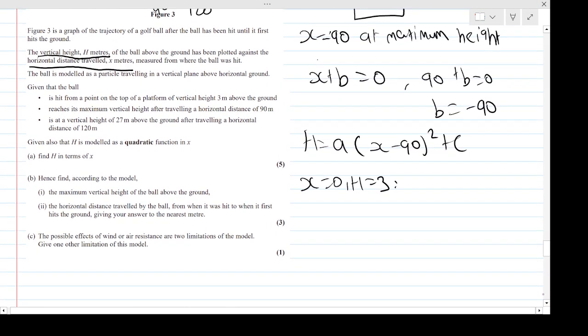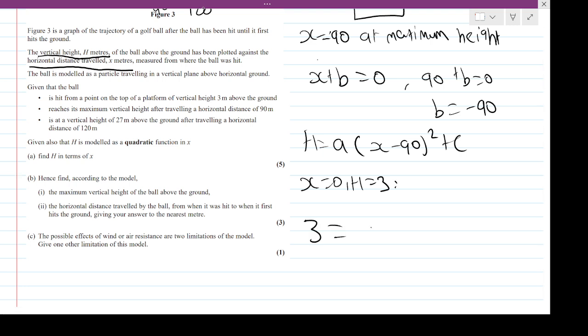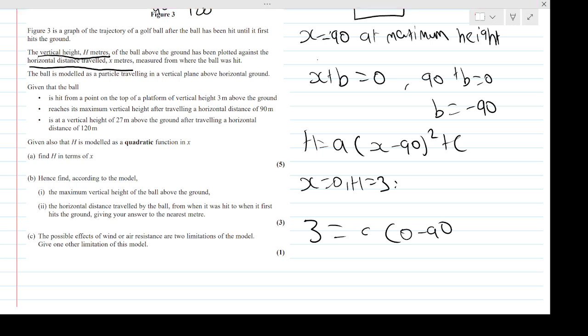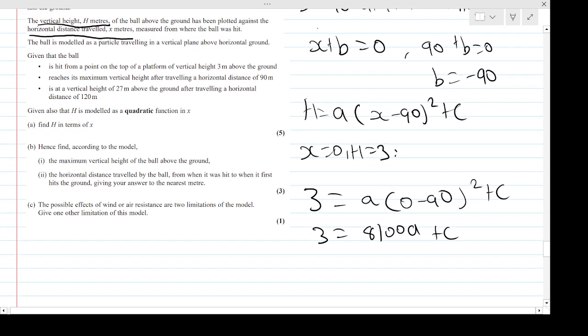Well, that gives us information to substitute in, right? So when h is 3, 3 is equal to a lots of x minus 90, but x is 0, so it's going to be 0 minus 90, and that's an a, not a 90. All squared plus c. We can expand that out, so 3 is going to equal minus 90 squared, which is 8,100a plus c.